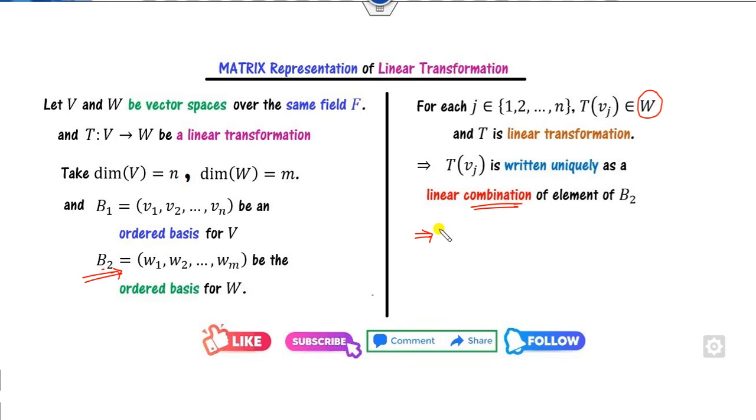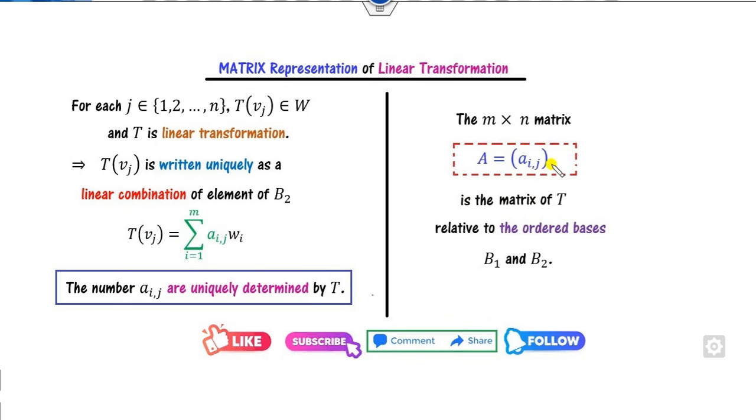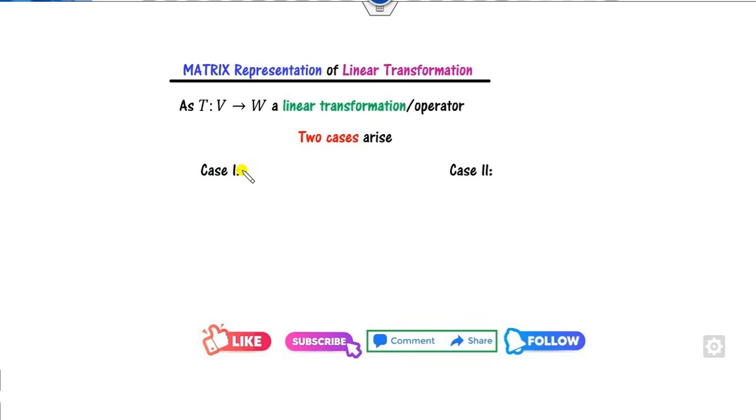How can you write the linear combination? We all know I can write it as a linear combination of these elements, where these Aij are scalars determined with the help of the transformation. Our target in this lecture is to determine these Aij. Once you determine the Aij, the corresponding matrix which we have formulated is the matrix representation of the linear transformation.